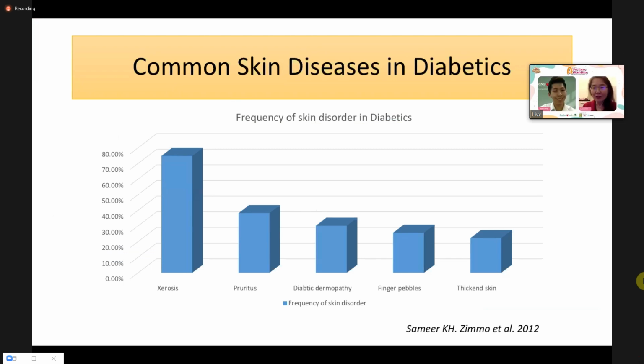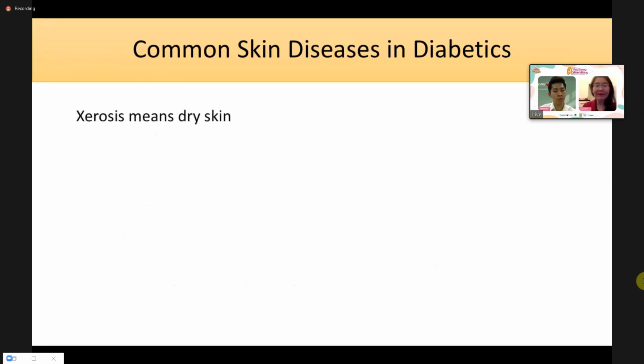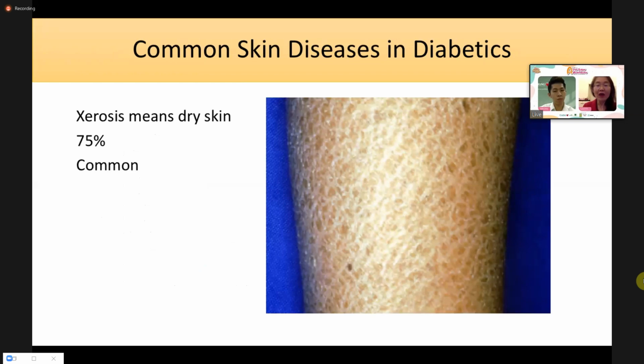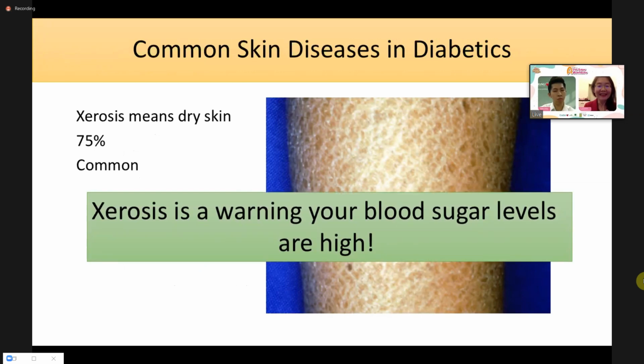So if you suddenly notice your skin become thickened, you will probably need to be aware that you probably have diabetes. All right. So just to recap, xerosis means dry skin, and it occurs in up to 75% of diabetes. It is very common. And the photo on my right side is actually a photo showing a very dry skin. If you look at the skin, this is what we call ichthyosis. So what is ichthyosis? It means fish scale, in Greek. So your skin become very dry until it looks like a fish scale.